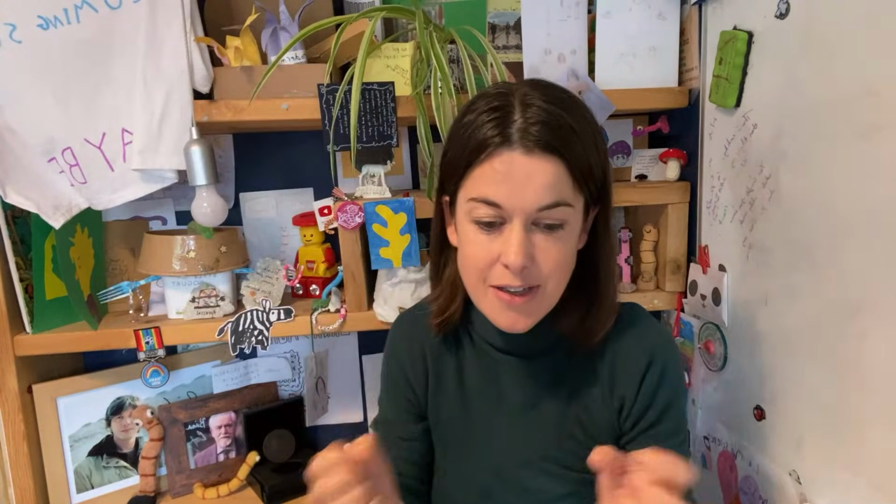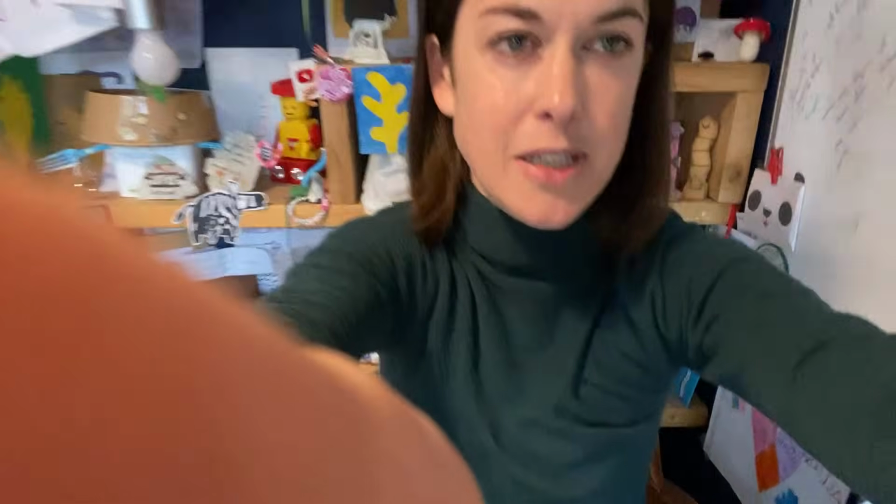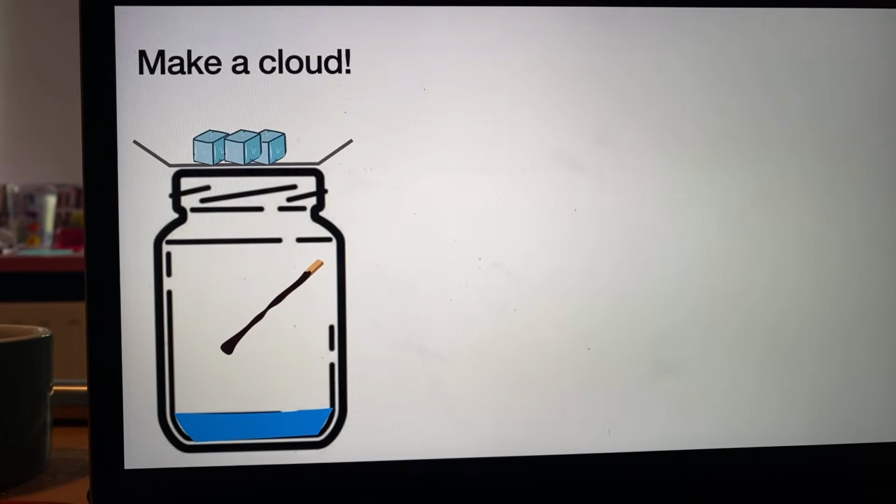Right, our planet has got oceans. Let's have a look at why. We're going to make a cloud. To make a cloud, in fact, I'll show you this picture because that might help you. And then I'll do it for you.